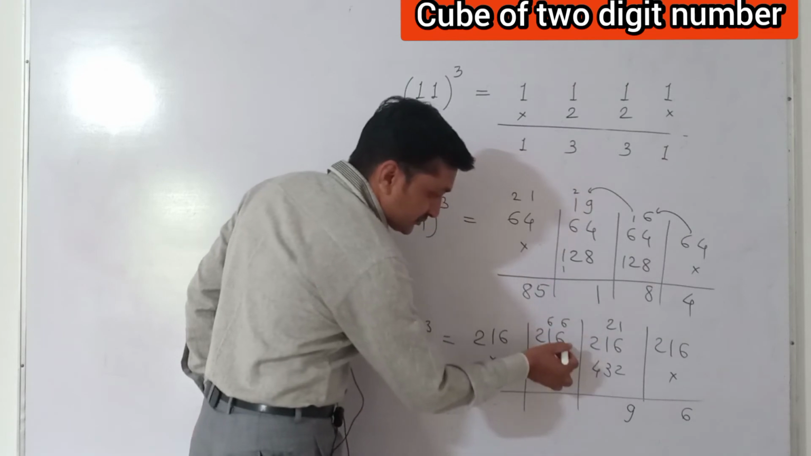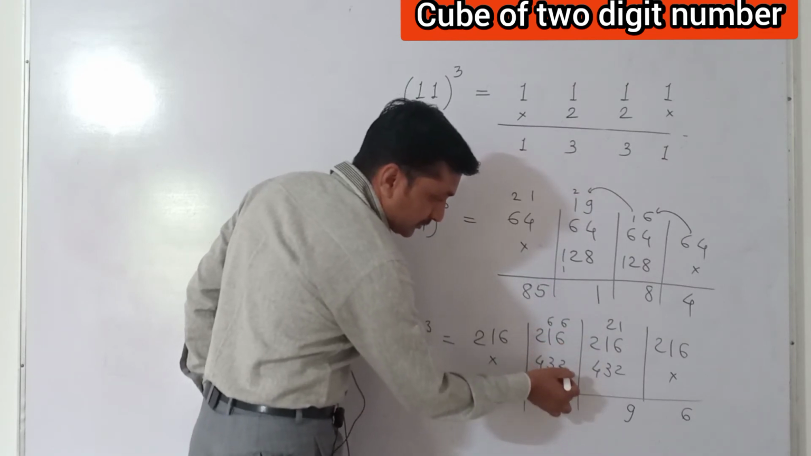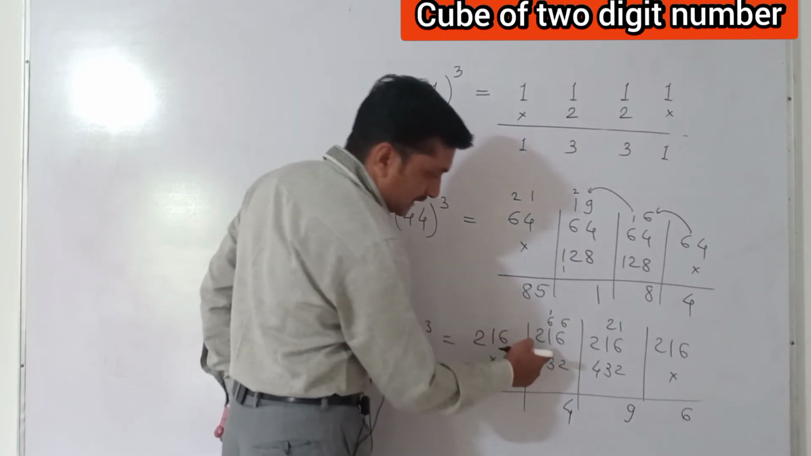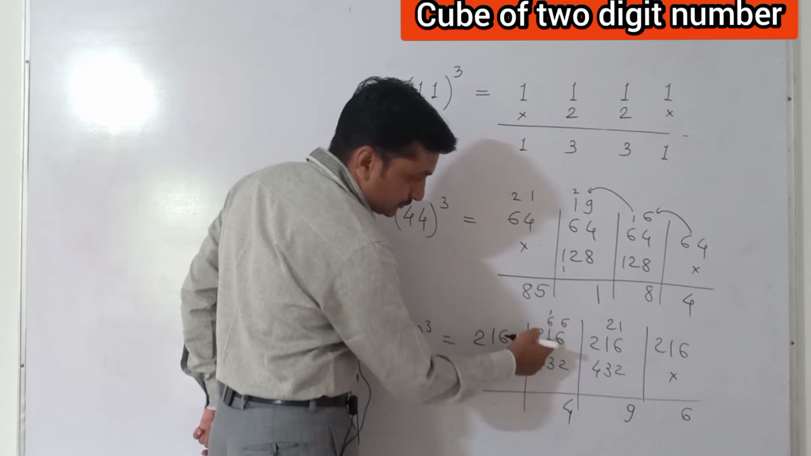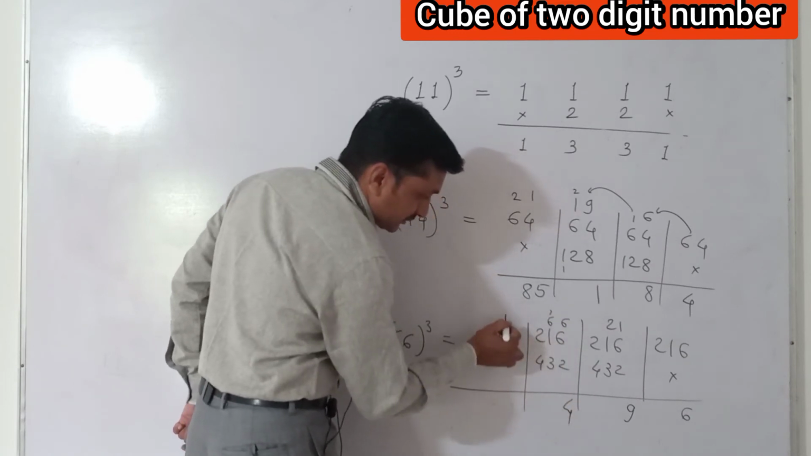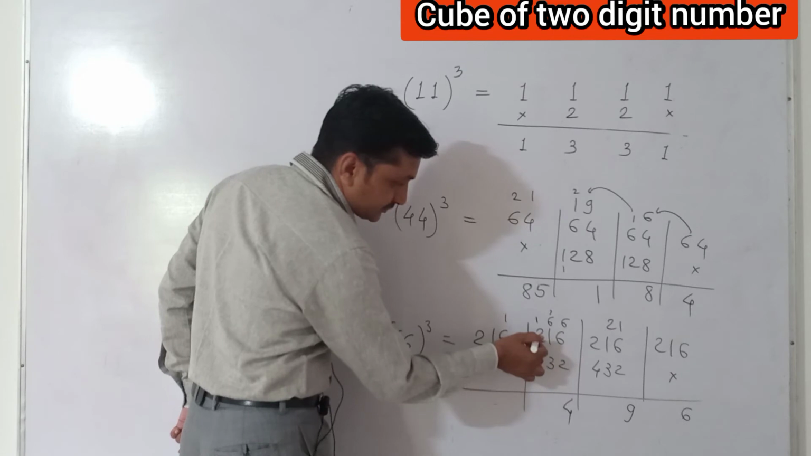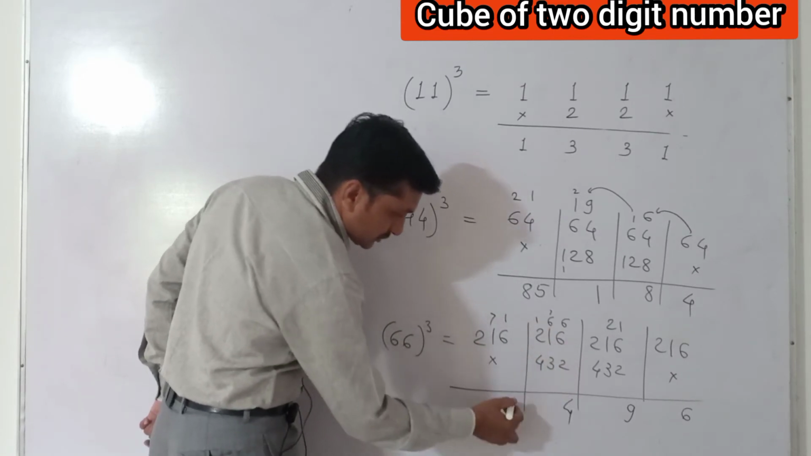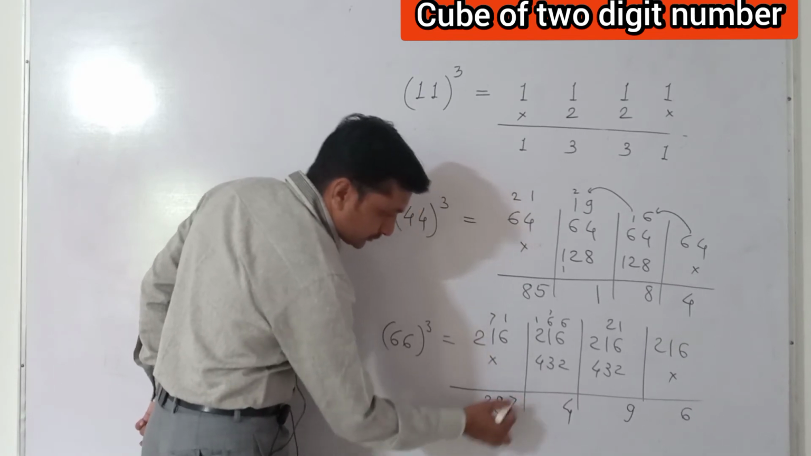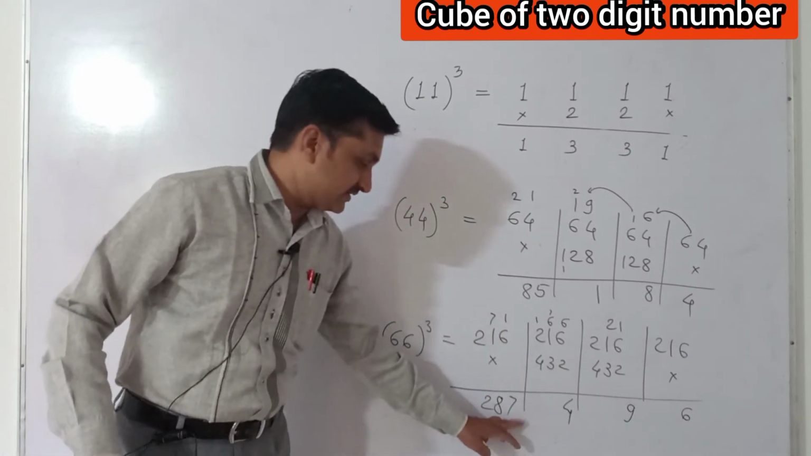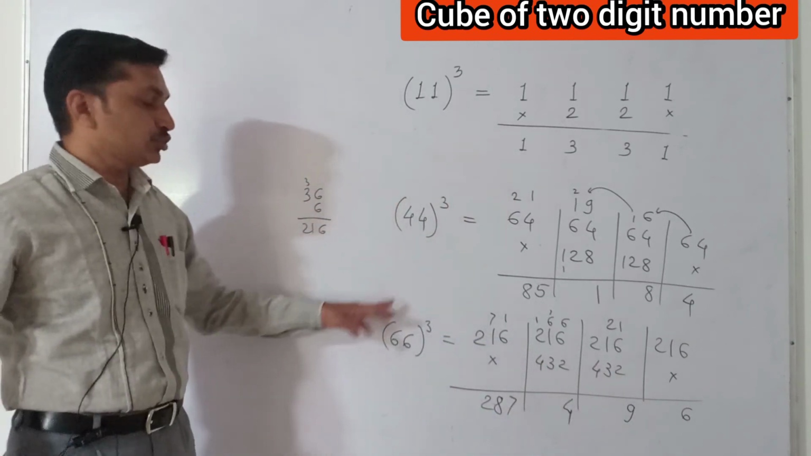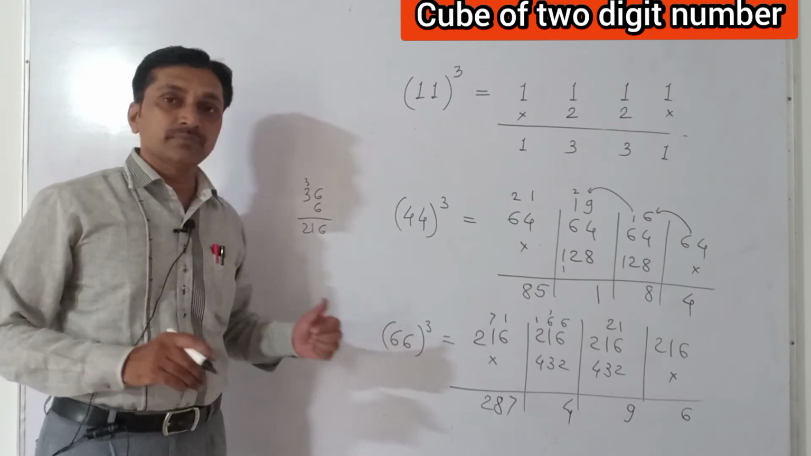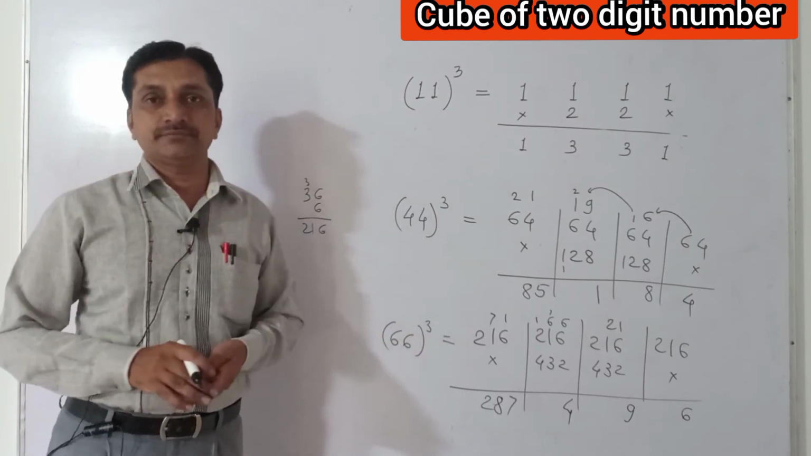Now here addition: 6 plus 6, 12, 12 plus 2, 14, write only 4 and 1 will again come here. Now addition here: 6 plus 2, 8, 9, 10, 11, 11 will come here. From that 1 carries over, 4 plus 2, 6 plus 1, 7 here. And last addition now, 7, 8, 2. 287,496 is the cube of 66. In this way we can find cube of a 2-digit number with same digits.